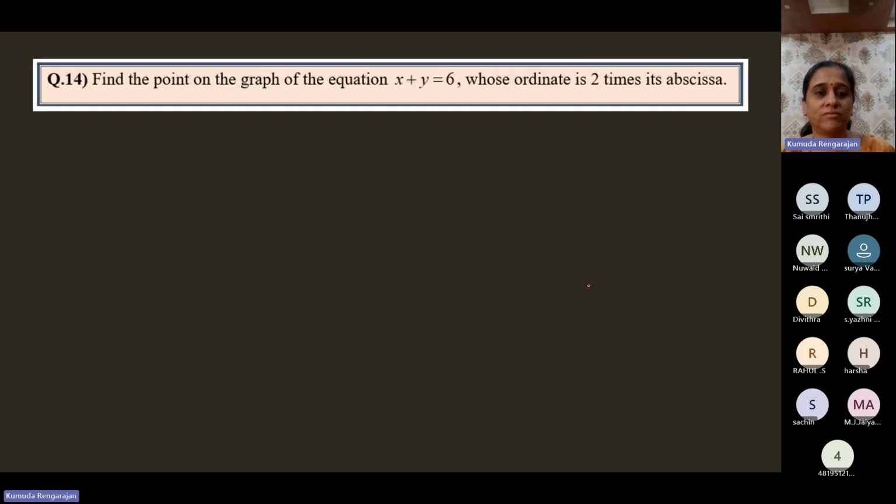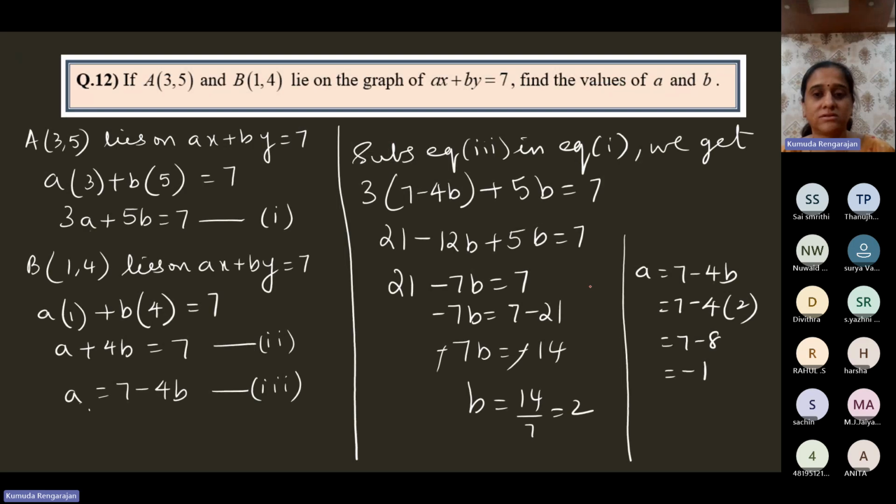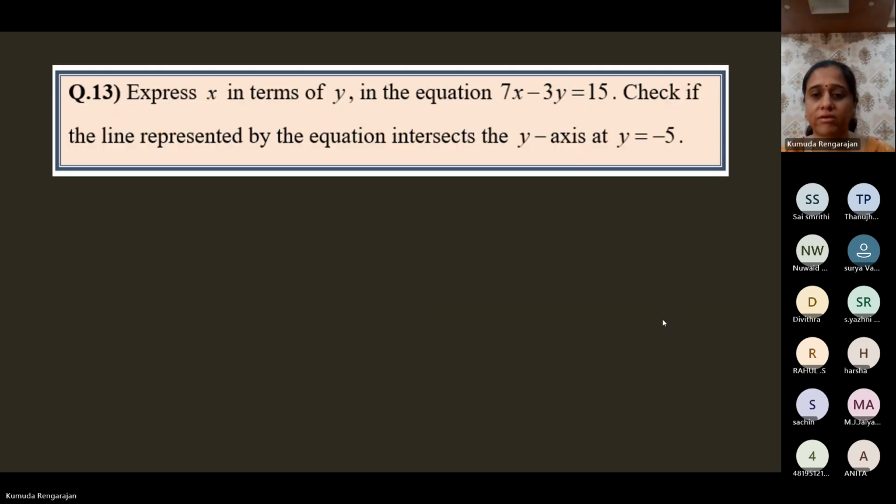We'll continue from where we stopped in the last class. Yeah, we finished the 12th one.